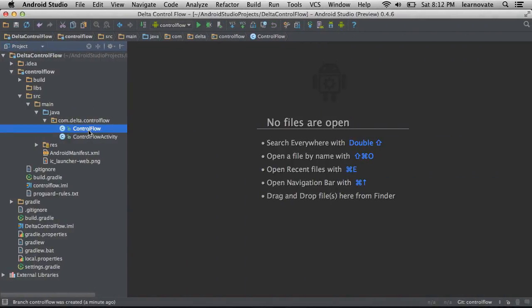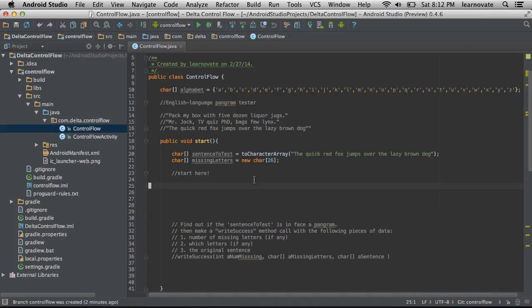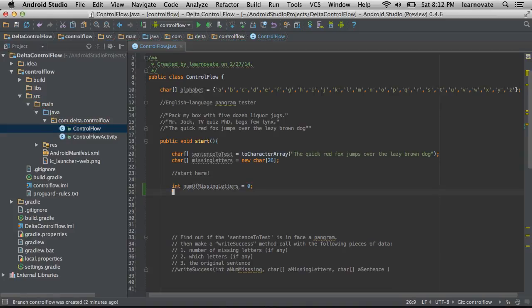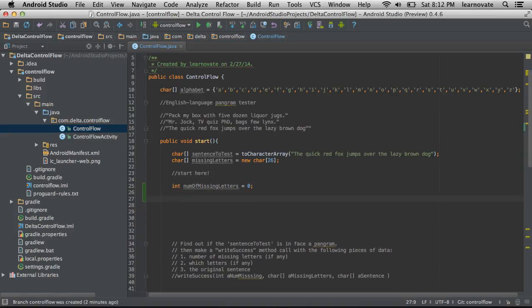Okay, so now we're going to see your control flow statements, right? Yeah, I'm going to solve a problem that was given there: to find out if the sentence to test is in fact a pangram. And a pangram, again, is a sentence that has every letter of the alphabet in it. Okay, got it. So the quick red fox, et cetera, that's one of the classic pangrams. No, actually, the quick red fox, et cetera, does not actually have all the letters of the alphabet in it. But the quick red fox jumps over the lazy brown dog does. Got it. Okay, excellent. Thanks for the correction.